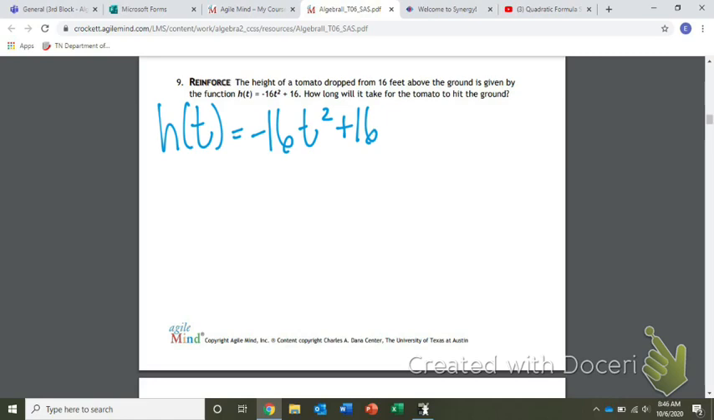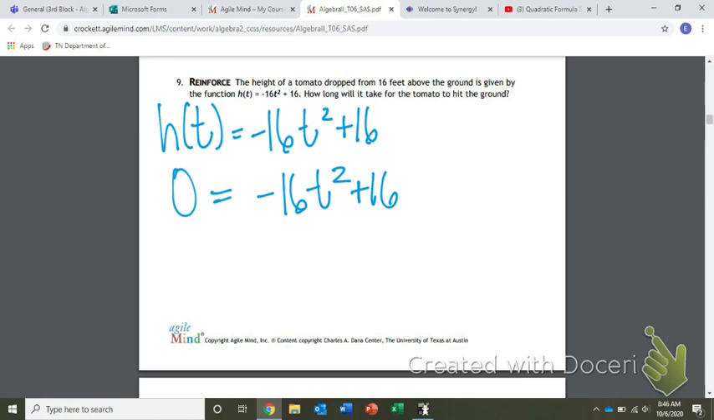You're going to be at what? You're going to be at your lowest point. You're going to be rock bottom. So you're going to be at 0. You're going to be at 0.